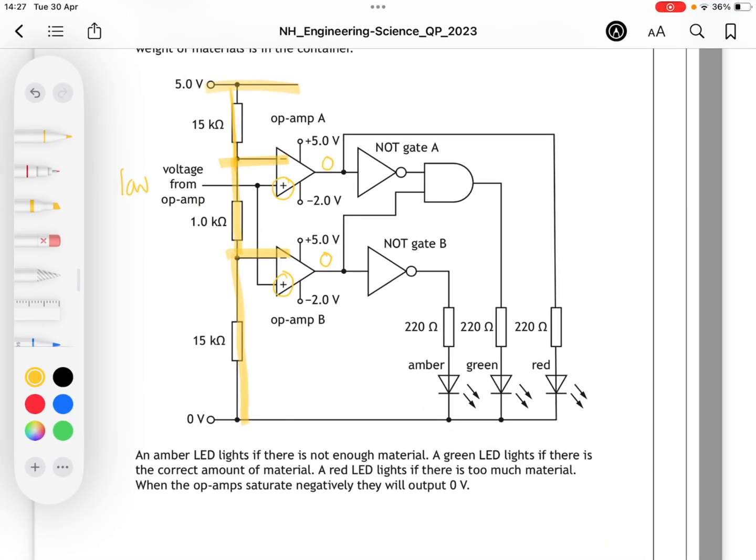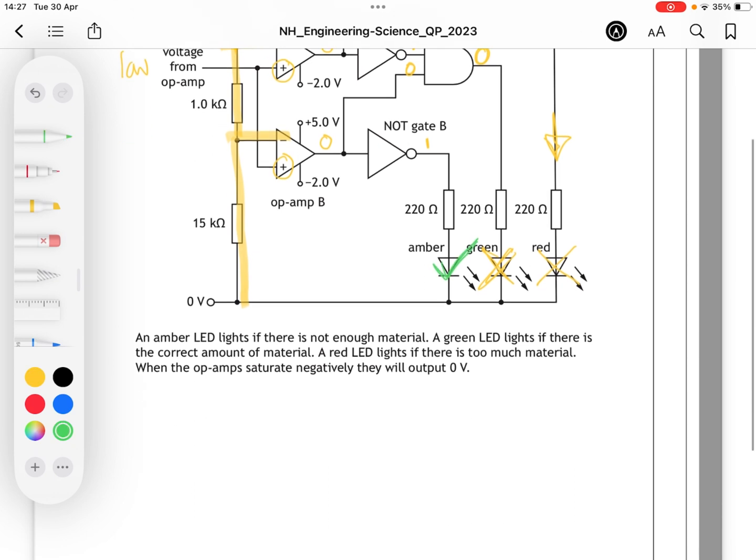Now, continuing to track that through, that means that we are going to have no signal travelling here to our red LED, so that is not going to be on. Our NOT gate A is going to output a logic 1. From op-amp B, we've got a low signal going to this AND gate, so our AND gate is going to give us an output of 0, which means our green light won't be on. Our NOT gate B, however, is going to output 1, and so our amber light will be on.